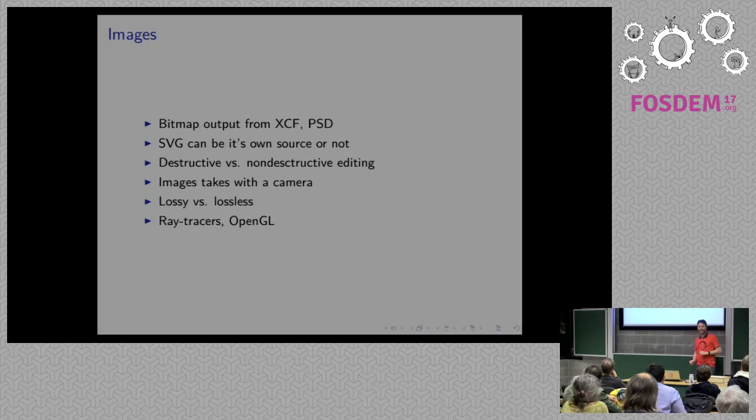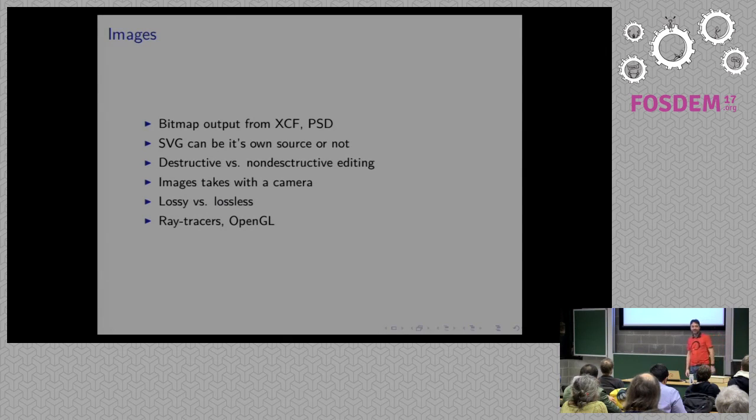If you take an image with your camera of some kind of scene, what is the source? Well, the source is not the scene outside. That's the analog world. We are not concerned with the analog world. We're only talking about bits and bytes. So whatever the camera produced, like a JPEG or RAW file, that is the source in that case.